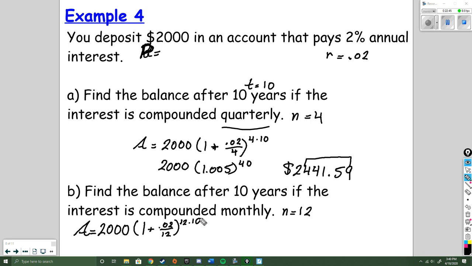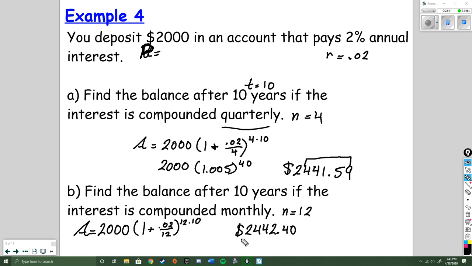All right, and I got 2,442.40. Yay, so we got about almost $1 more. Awesome. All right, now that was compounded quarterly and compounded monthly.